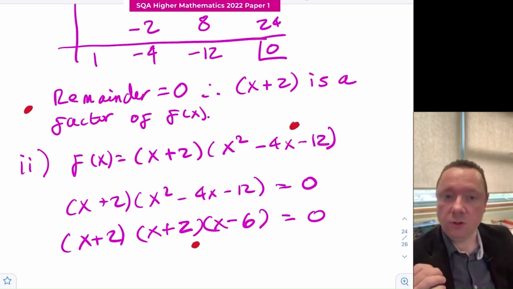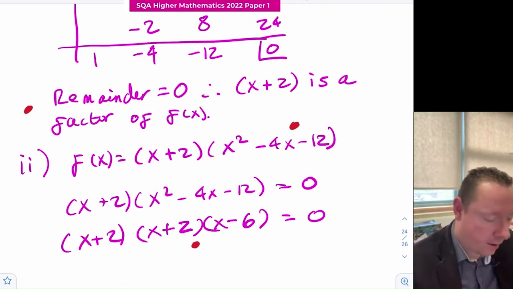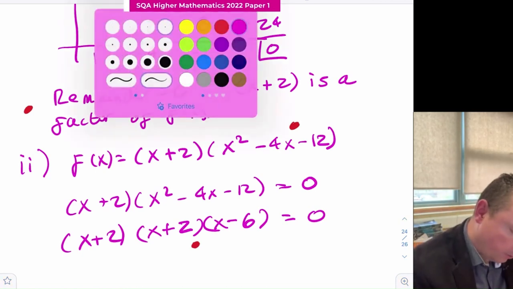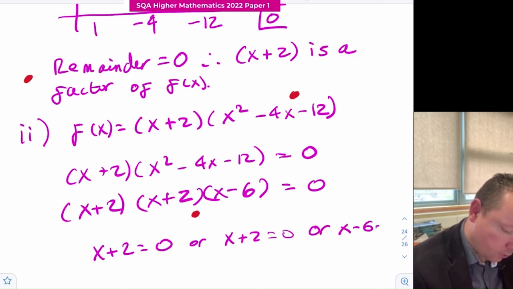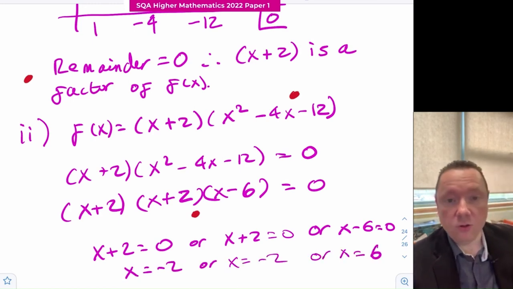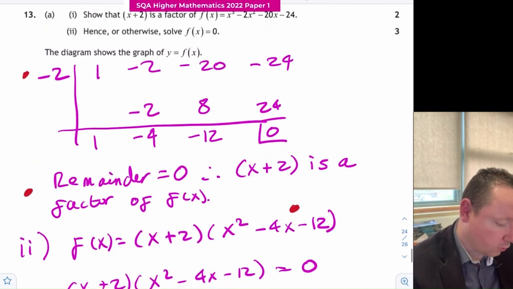Or alternatively, if you forgot how to factorise or couldn't do the factorising, if you had substituted into the quadratic formula correctly, which would be 4 plus or minus the square root of minus 4 squared, take away 4 times 1 times minus 12, all over 2 times 1, you would get a mark instead for that. And then your final mark is just for working that out to get your factors. So we've now got x plus 2 equals 0, or x plus 2 equals 0, or x minus 6 equals 0. So x equals minus 2, or x equals minus 2, or x equals 6.